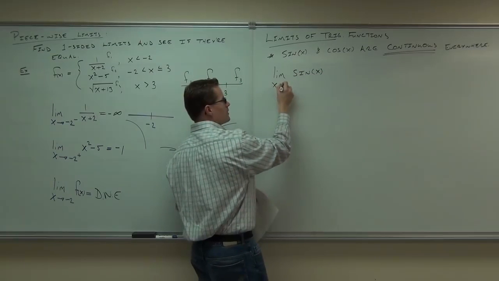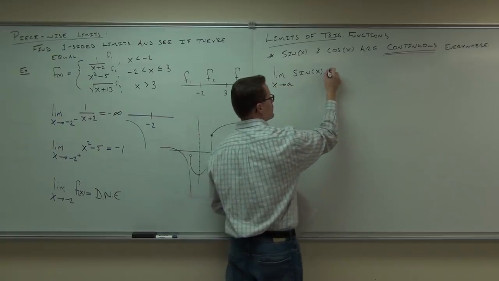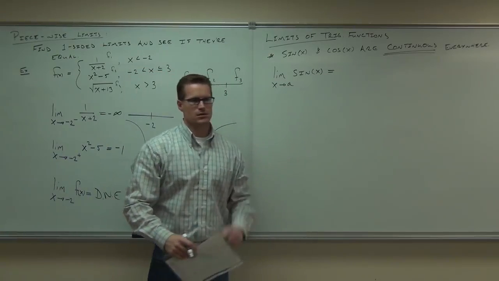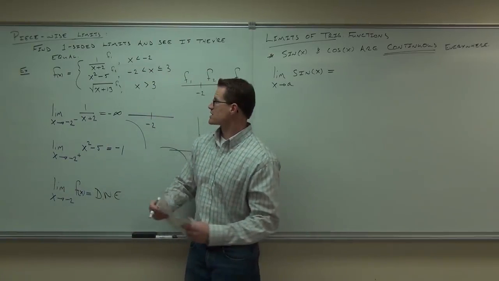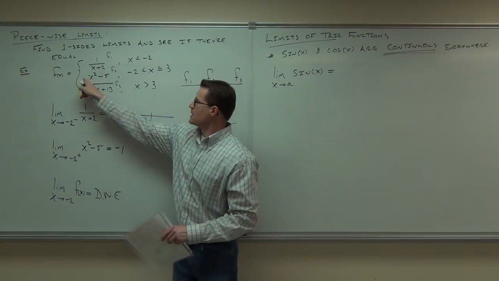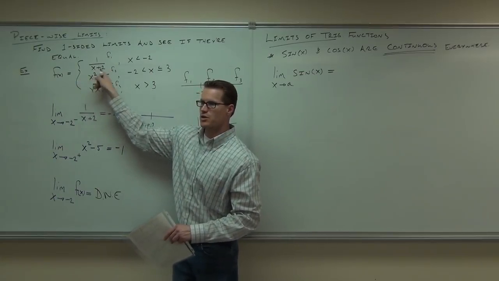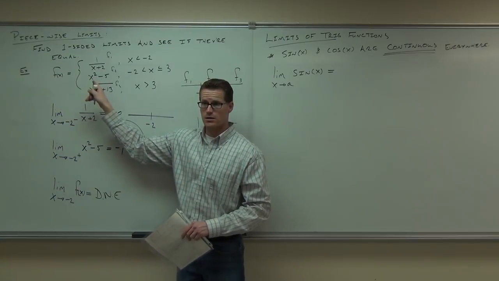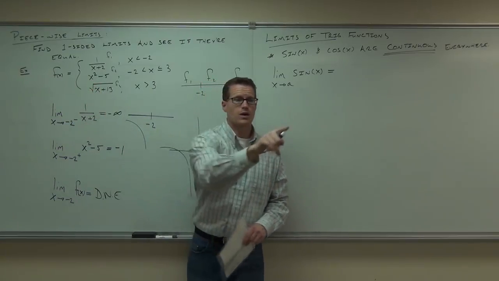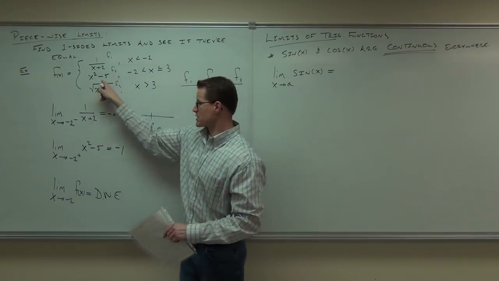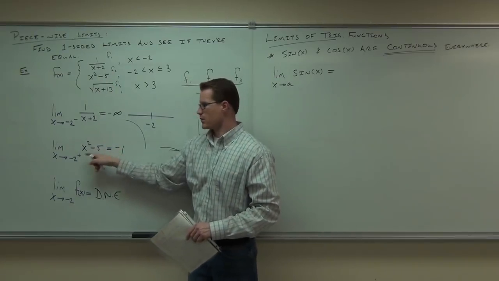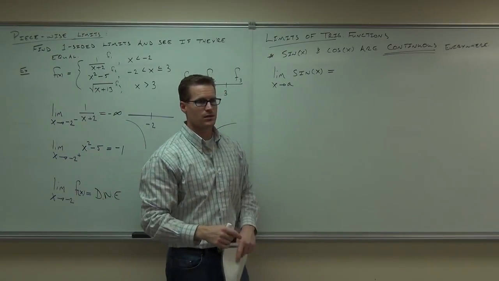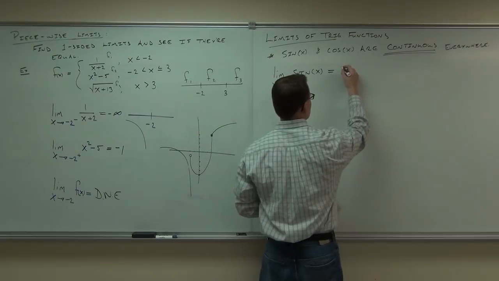of sine of x as x approaches a is, what do you think? It's not a. You wouldn't say the limit as x approaches 5 of x squared minus 5 is 5. That's not true. What would you do to find it? You would plug it in. So to find the limit of this, what did we do? We plugged it in, right? It wasn't negative 2, it's what we got after we plugged it in. So it's not a. What is it? Sine of a. Absolutely.